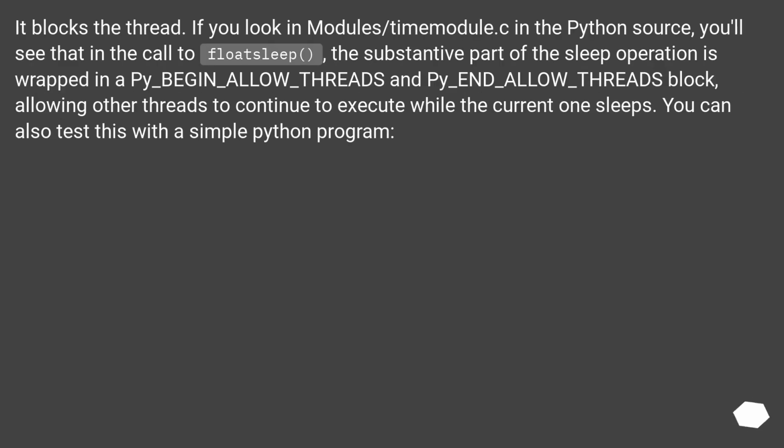It blocks the thread. If you look in modules/time_module.c in the Python source, you'll see that in the call to float sleep, the substantive part of the sleep operation is wrapped in a Py_BEGIN_ALLOW_THREADS and Py_END_ALLOW_THREADS block, allowing other threads to continue to execute while the current one sleeps.